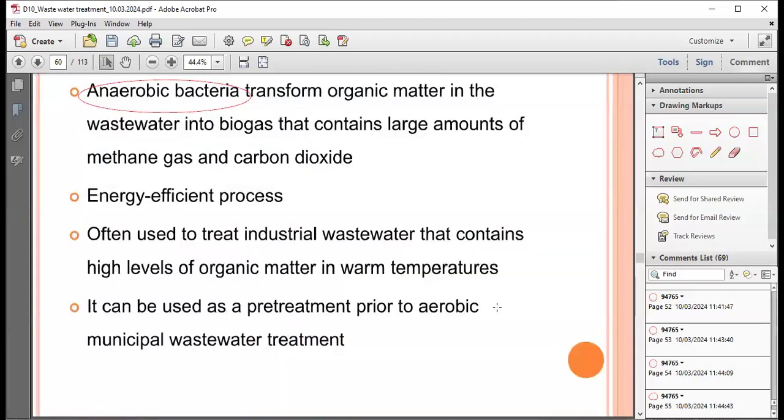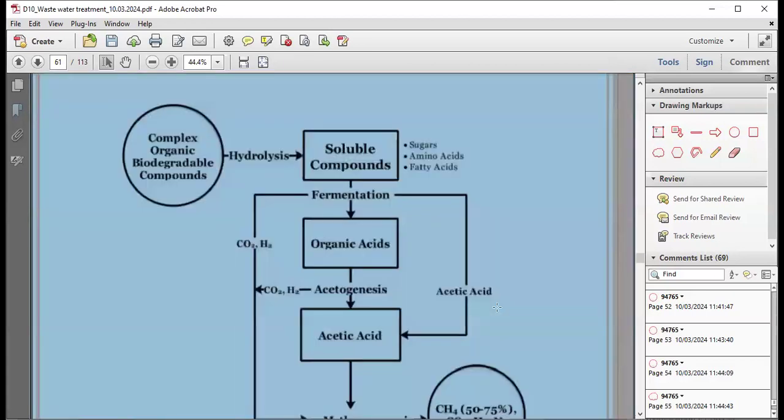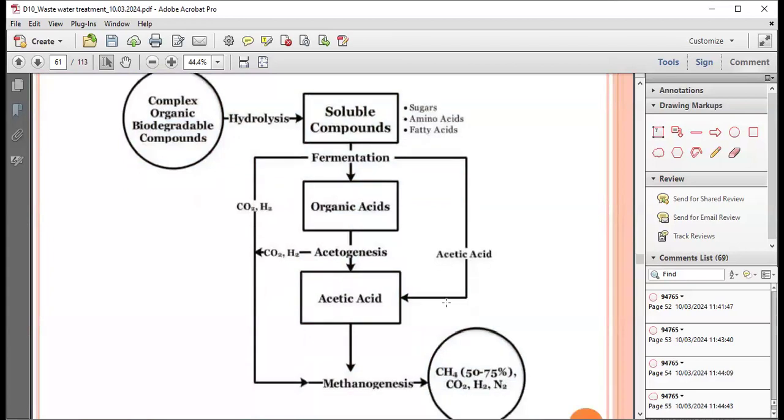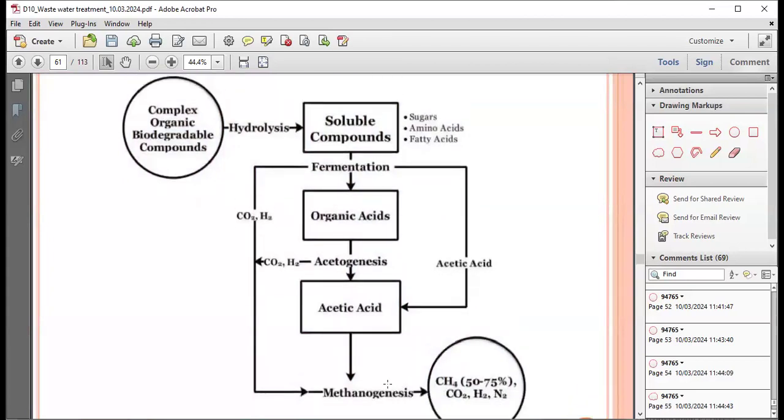One example is in a sugar factory, right? At the sugar factory, we produce sewage water. What reaction is happening? For the sugar factory sewage water, right?